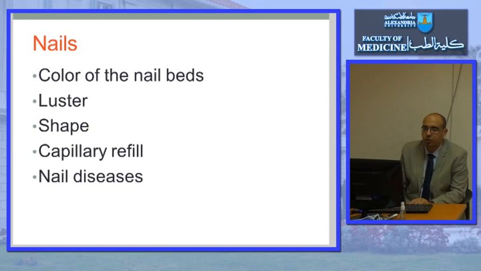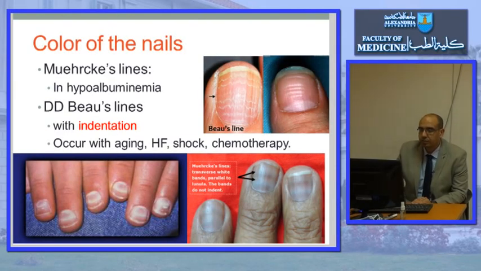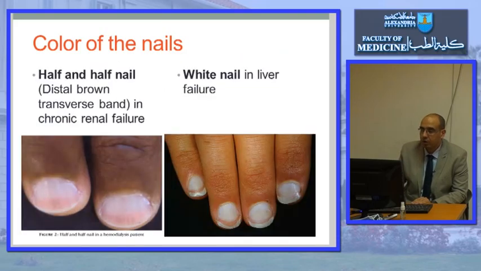Nails, I should look for color of the nails, luster, shape, capillary refill, and nail diseases. Color of the nail, we might find what is called Muehrcke lines, here in case of hypoalbuminemia, or Beau lines with indentations, with aging, heart failure, and shock.